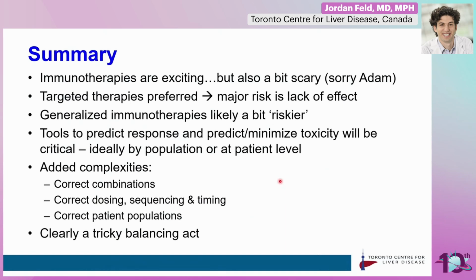So to summarize, immunotherapies are exciting, but they're also a bit scary. Adam always says they're not, but I think they are. So targeted therapies are preferred. The major risk is really lack of effect. The generalized immunotherapies, I think, are a little bit riskier, but maybe we can try to predict response, and we'll be able to identify the population and even at the patient level to make these a little bit safer. But of course, there are still added complexities of the combinations, the dosing, sequencing, timing, etc.